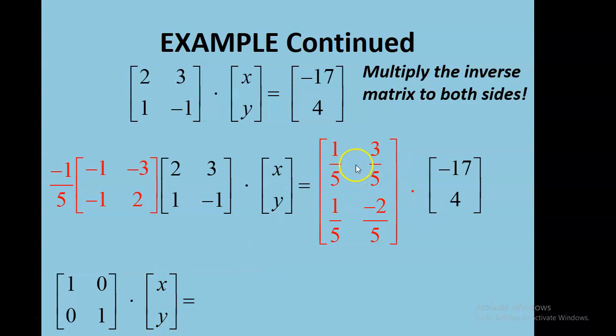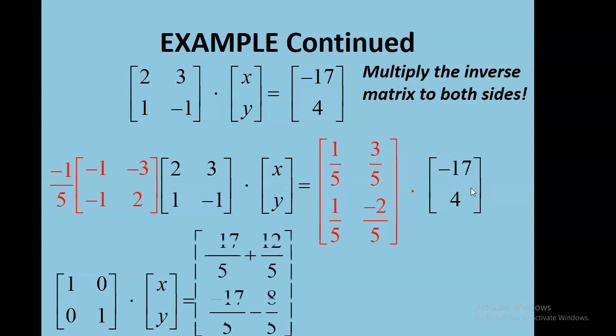When we multiply this inverse times negative 17, 4, we're going to get this row times this column giving me negative 17/5. 3/5 times 4 will give me positive 12/5. So I get negative 17/5 plus 12/5. I know some of you don't like fractions. Don't worry, it's going to work out. 1/5 and negative 2/5, this row here, times negative 17, 4 will give us negative 17/5 and negative 8/5.